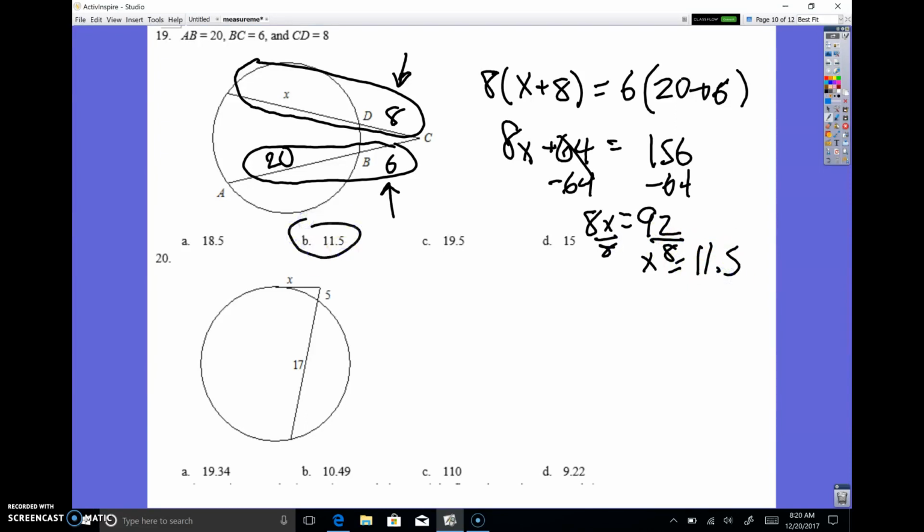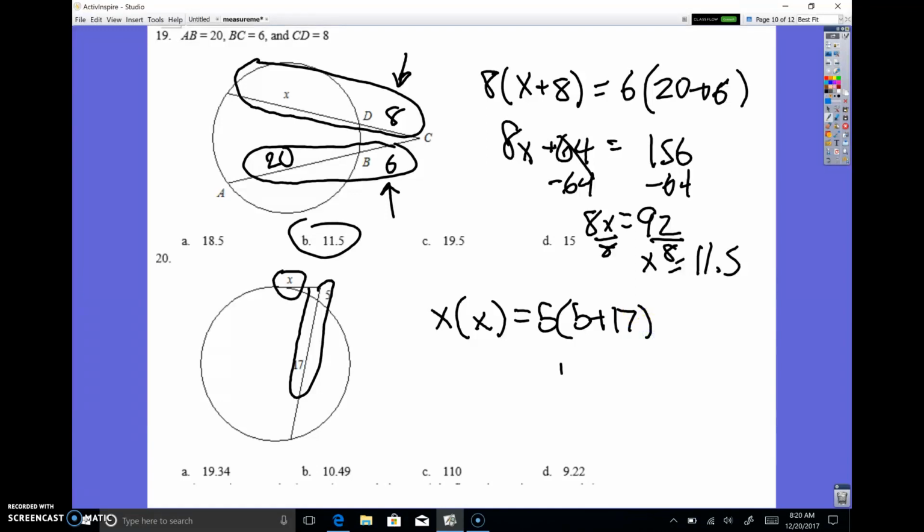It's set up the same way. There's nothing on the inside, so it's just x times x is equal to 5 times 5 plus 17. We put that all in the calculator, we get 110 for x squared. So remember, if it's x squared, we take the square root, and we get 10.49.